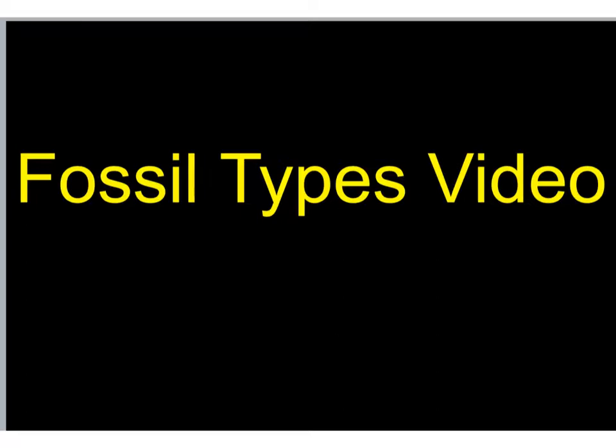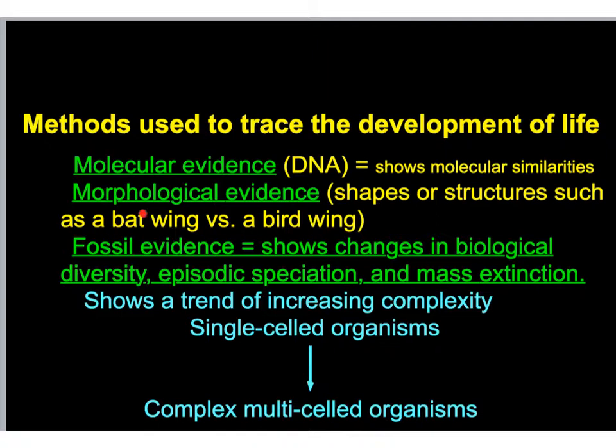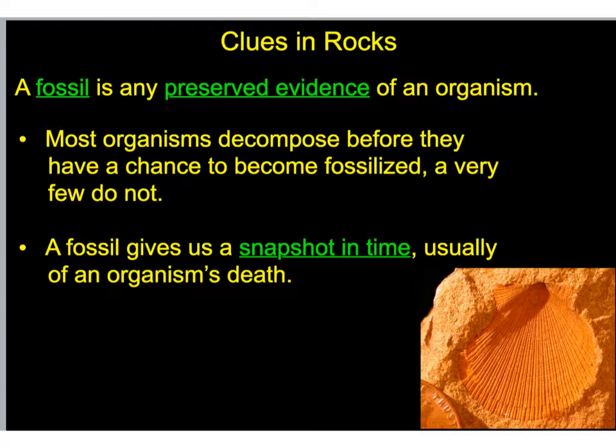Remember that fossils are our third branch of evidence that evolutionists will use to argue for their point of macroevolution. What is a fossil? A fossil is any preserved evidence of an organism. It's like a snapshot in time, usually of the organism's death. And there'll be lots of different types that we'll look at in a second. But it's some kind of preserved evidence that that organism is dead, probably died a long time ago, and it's some kind of evidence that it existed at one point.